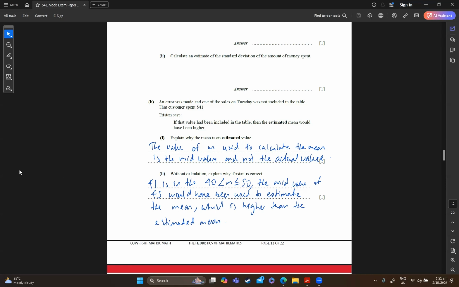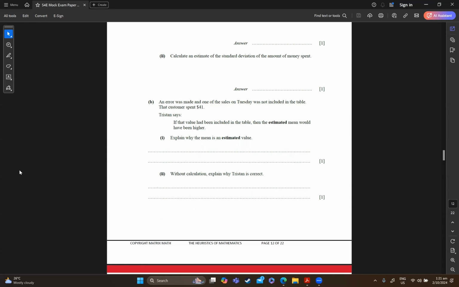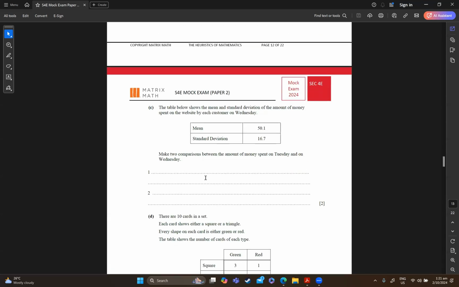Okay, let's move on to part C. So this is the mean and standard deviation for Wednesday. So you compare it with the value that you got from Tuesday. So you can just make two observations. So I'm just going to say that the amount of money spent on Wednesday is higher than on Tuesday because of the mean. And Wednesday is less varied than Tuesday.